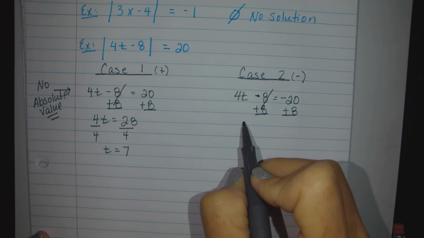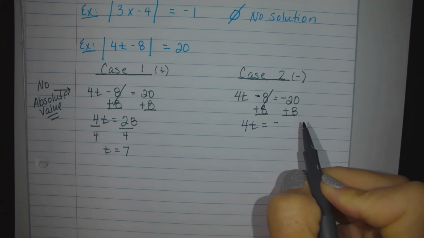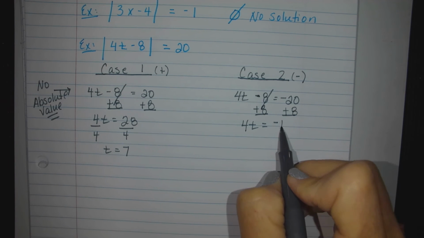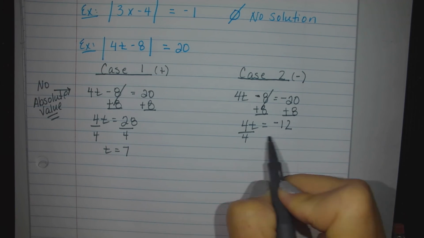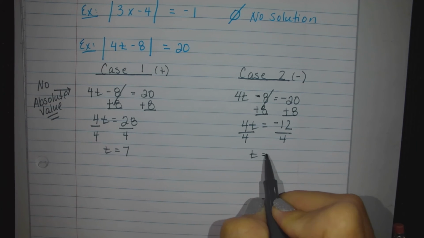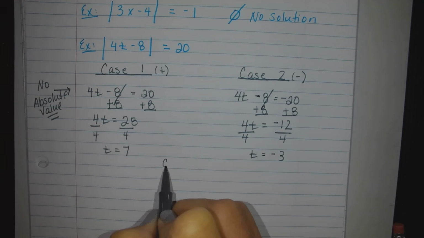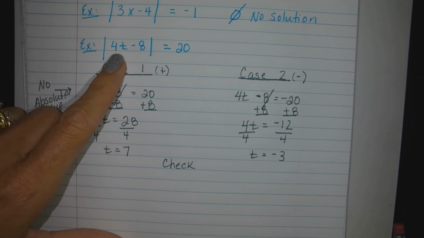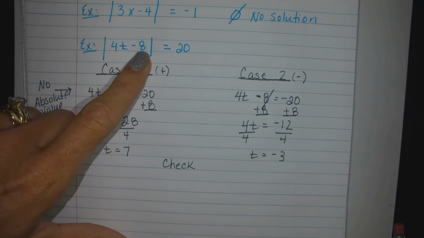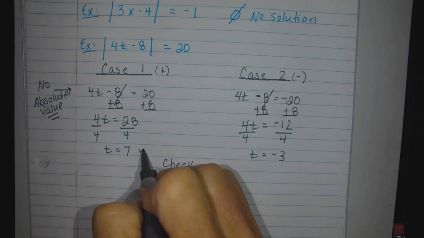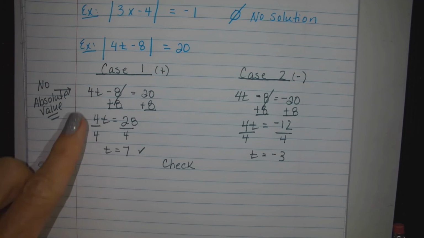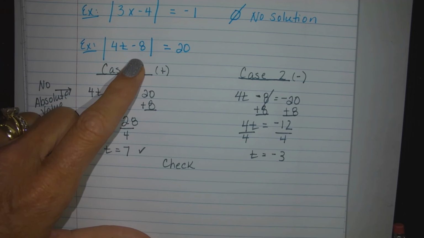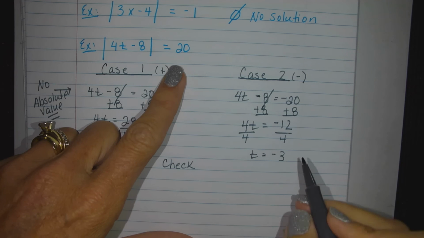What do I bring down? You'll bring down the 4t equals. Anybody want to help him? Negative 12. Divide by 4. And t here is equal to negative 3. All right, now we got to check. 7, put it back up here. What is 4 times 7? Minus 8? 20 equals 20. Check. Negative 3. Be careful with your negatives. 4 times negative 3? Negative 12 minus 8? Negative 20. Absolute value of negative 20 is 20.